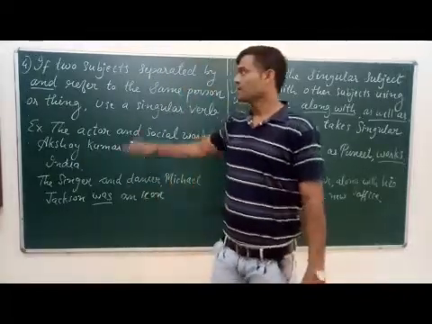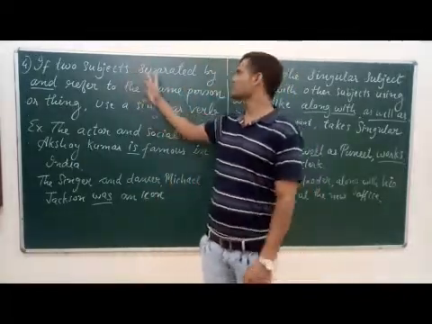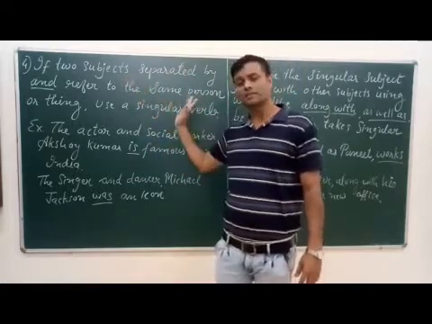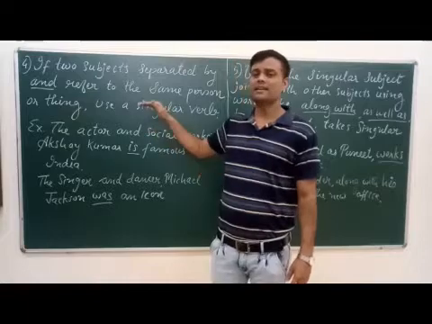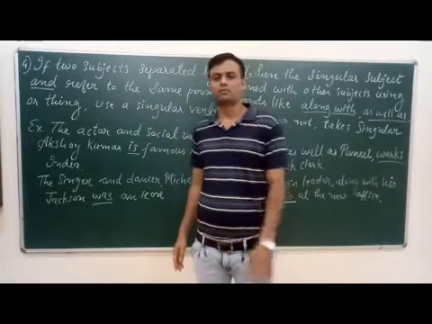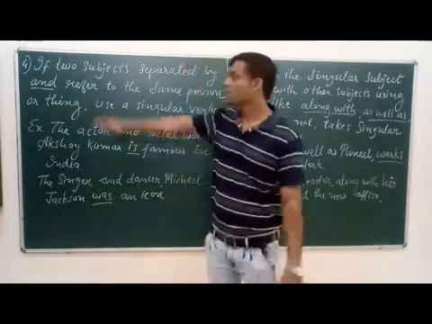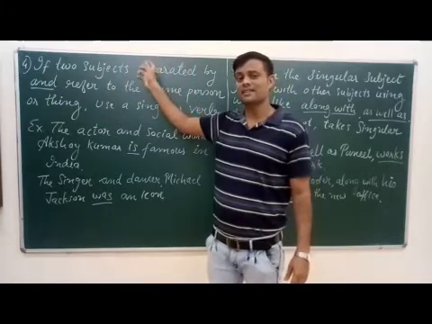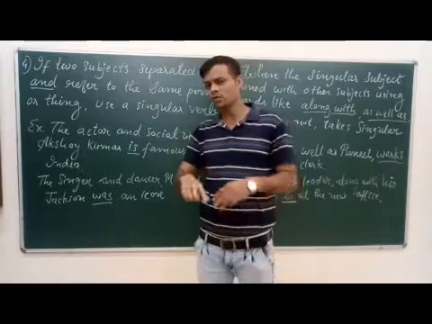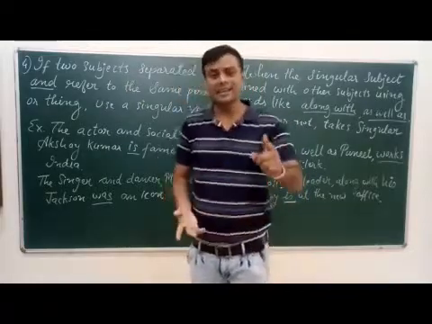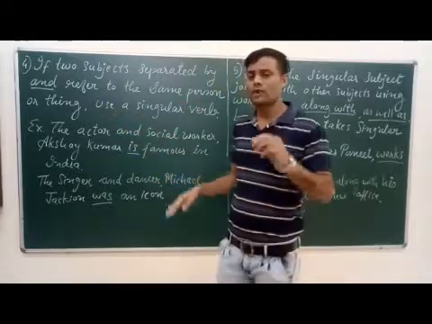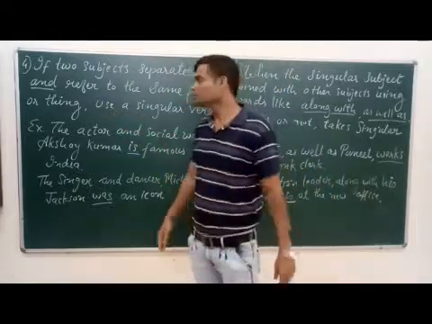Fourth rule: if two subjects separated by and refer to the same person or thing, it takes a singular verb. I repeat, if two subjects separated by the conjunction and refer to the same person or thing, it takes a singular verb. Now an example will clarify this rule.